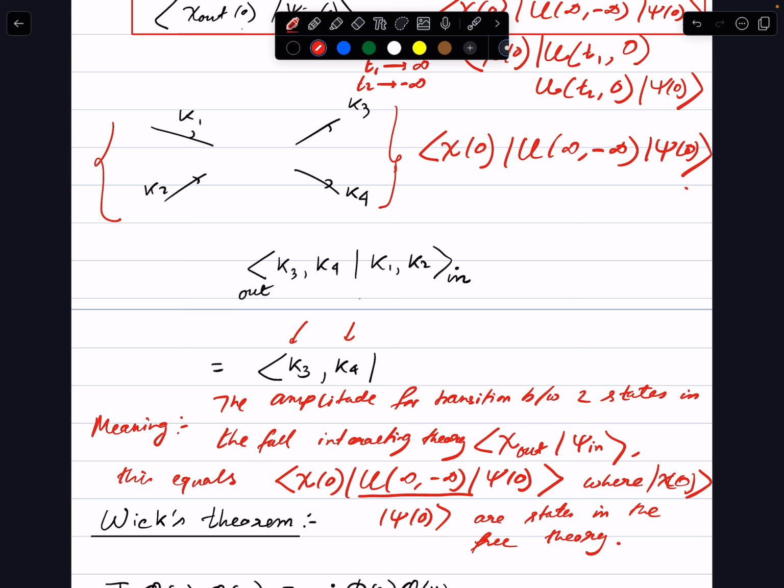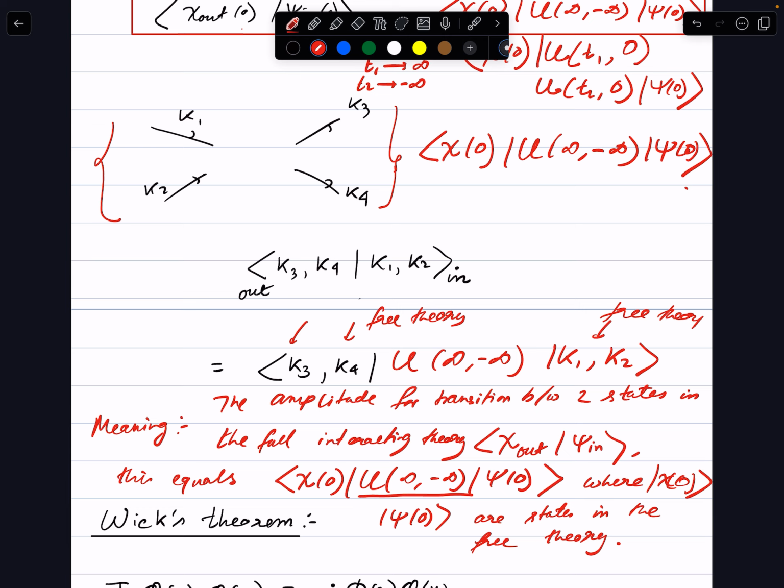We know how to define particles in the free theory. We have U infinity minus infinity here, and again we have particles in the free theory. So these are all in the free theory that we have already defined, meaning they are given by a dagger k acting on the vacuum, a k acting on the vacuum.